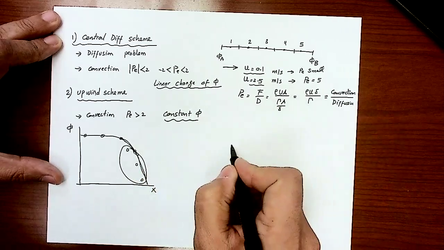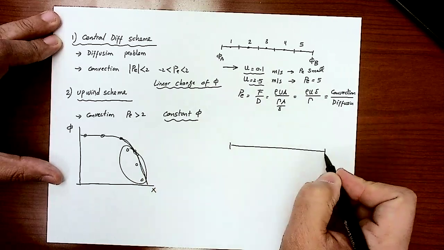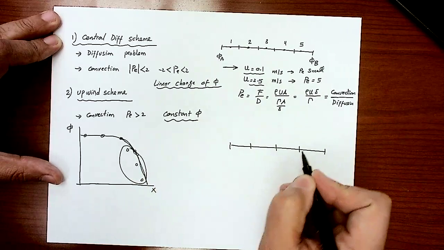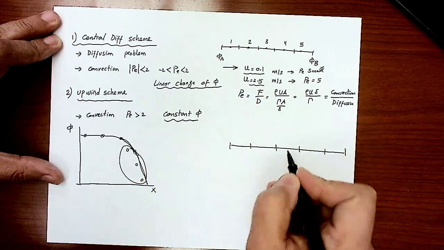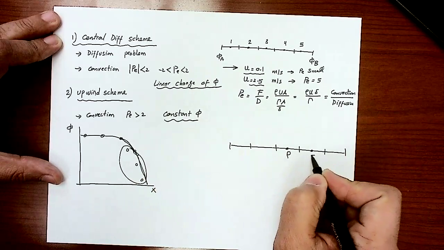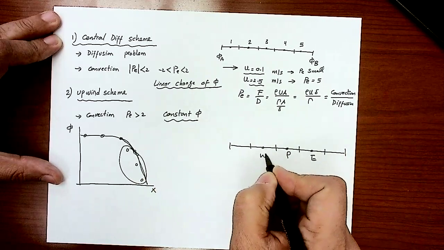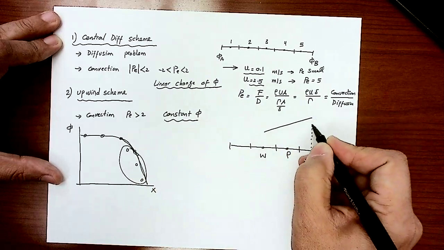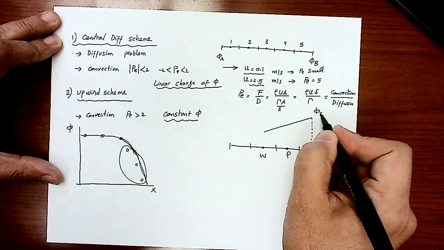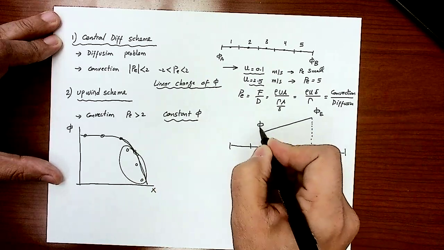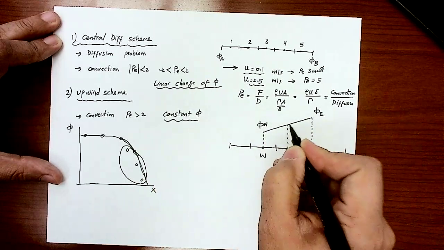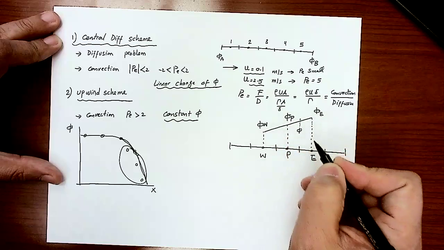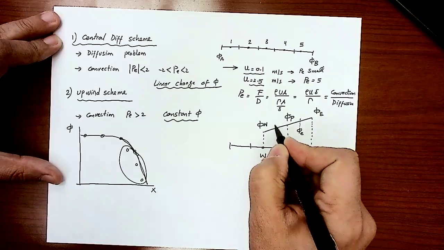If you recall, for the central differencing scheme, these are the cells 1, 2, 3, 4. Let's say this is 5. I will pick a P. I will pick the east one. We pick the west one. Then we assume there is linear change here. This is phi E. This is phi west. This is phi P. And for the convection, we need phi on the east face, and we need phi on the west face.